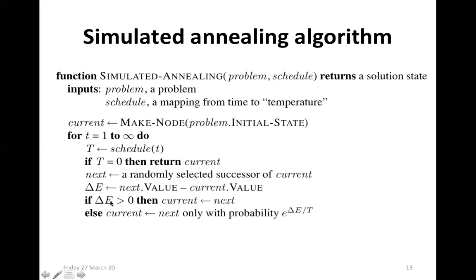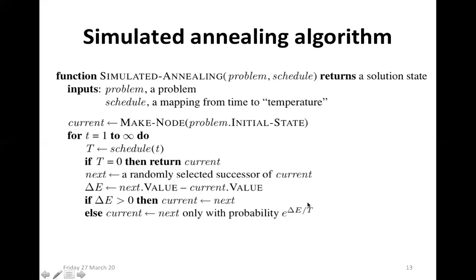And if my delta E is a negative value, as I discussed, it will be negative when the value of the current is higher. So if it is not positive, for example it is negative, then this condition will be false and I will come to the else portion. Then the next will be updated into the current variable only under a probabilistic condition, a condition which involves some kind of probability. So I can update this next variable into this current variable, but only based on a probability like this.